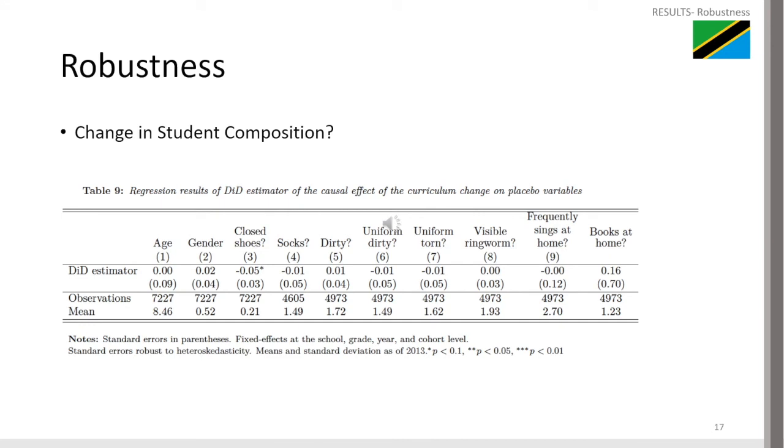Next, we can examine whether the reform changed student composition. So we might be concerned that we might draw in students that are different from what we used to. And we can look at this by looking at the age, the gender, and some other household characteristics of students. And essentially, we don't see any differences across a number of different measures. Again, so I suggest that there was no change in composition driven by this reform.